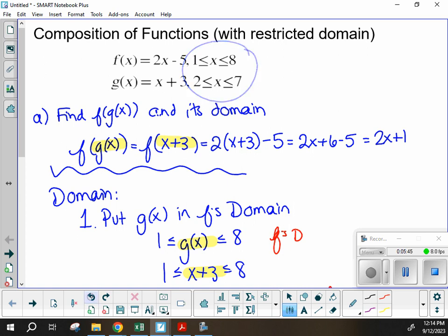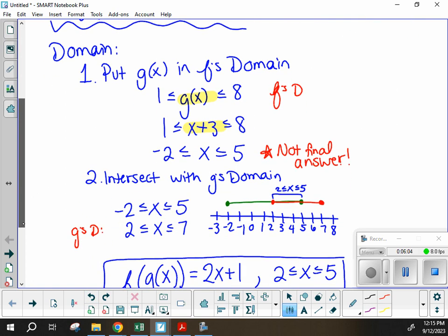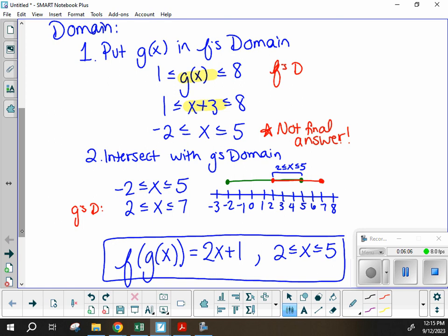The other thing we did not do is use this 2x plus 1 in any of our work in finding f of g of x's domain. So it really is two separate problems. You find the equation, put that off to the side. Find the domain, put that off to the side, then bring the two together. Nowhere in this work did we actually write 2x plus 1 until we wrote that as a final answer.